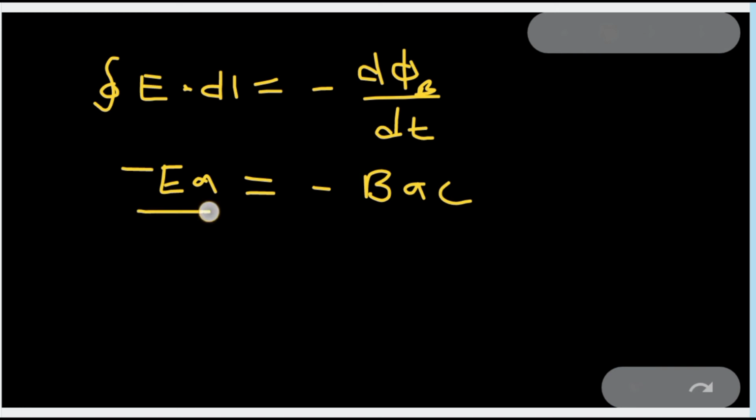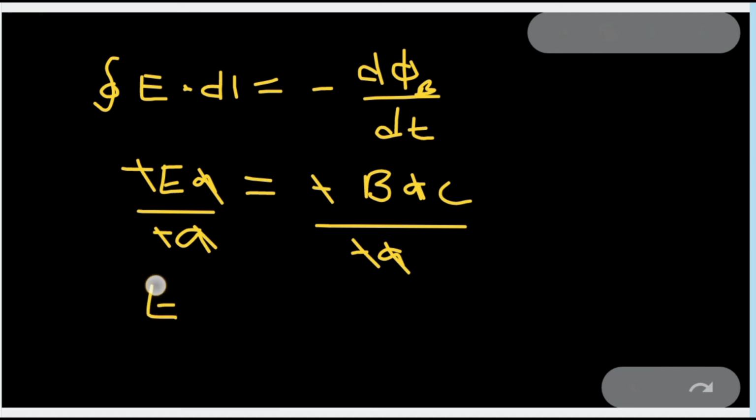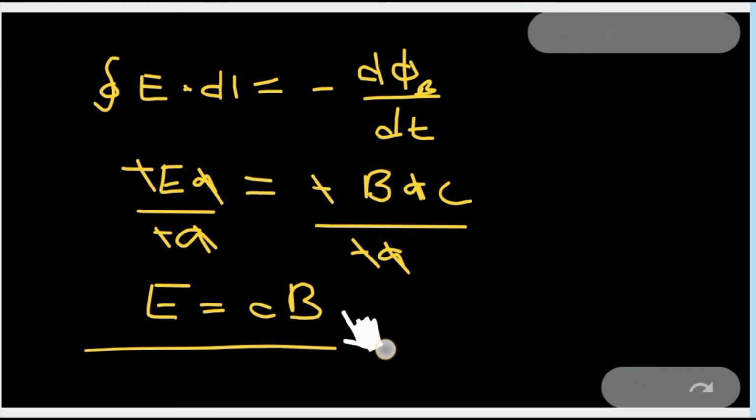Now let's further simplify by dividing both sides by negative A so that we can cancel it. What we have now is E equal to c B. That is the electromagnetic wave in vacuum in terms of Faraday's law. Let's remember this, because it plays a very important part in deriving the value of the speed of light. But first, let's set this aside and go to Ampere's law.